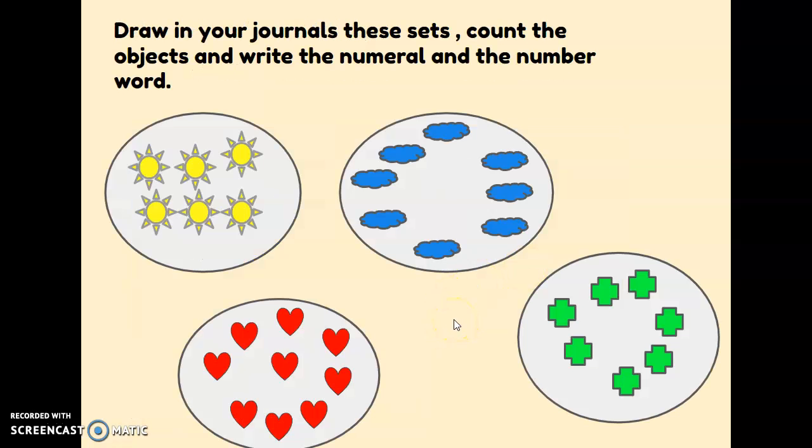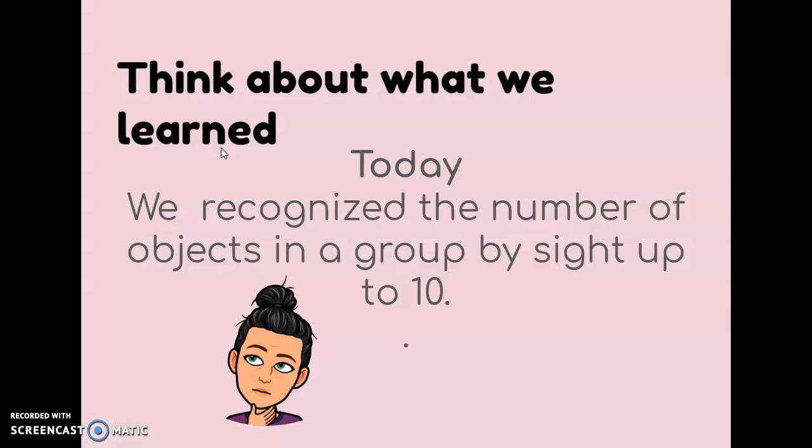On a piece of paper, you can draw these, and if you can't draw the shape, that's fine. Just draw little circles. Count the objects and write the numeral and the number word. For example, this one: 1, 2, 3, 4, 5, 6. So I would write the number 6 and then the number word for 6, S-I-X, on a piece of paper. Today you recognized the number of objects in a group by sight up to 10.